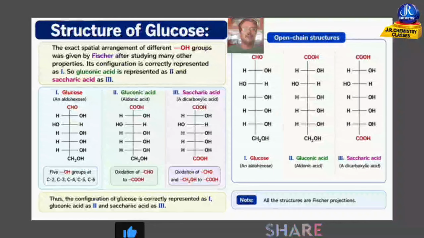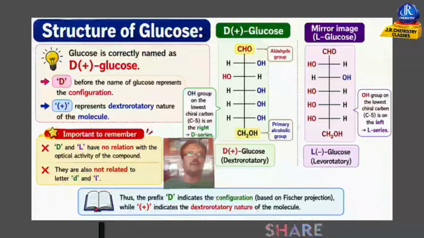Its configuration is correctly represented as first. So gluconic acid is represented as second and saccharic acid as third. Glucose is correctly named as D(+)-glucose. D before the name of glucose represents the configuration, whereas plus represents the dextrorotatory nature of the molecule.